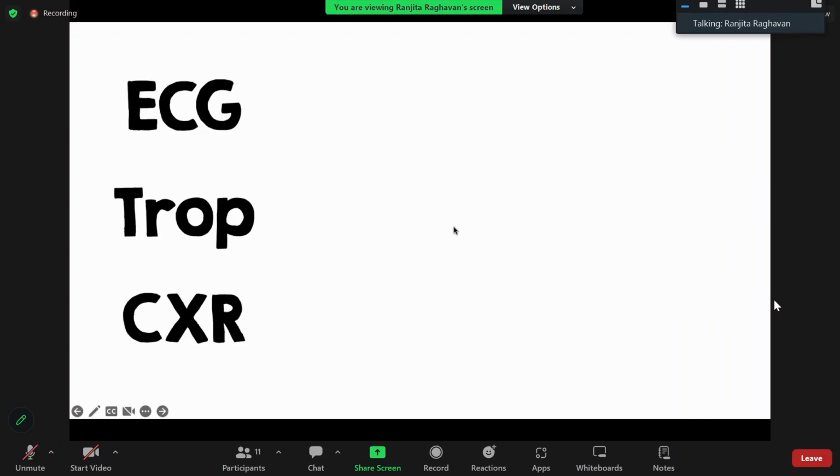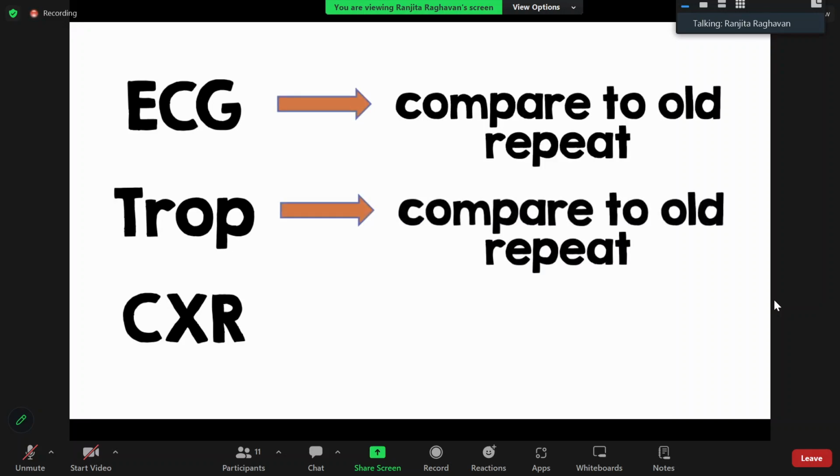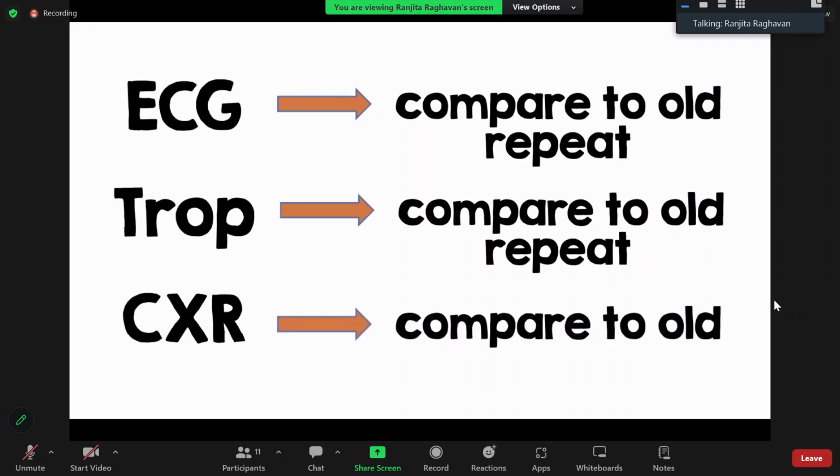And of course, there are certain things that your mental model needs to go to, which is that if you have an EKG, a trop, or a chest x-ray, and this is a patient that has been here before, then you definitely want to compare it to what they've had in the past. And if there's something odd, you can always take another EKG or trop or chest x-ray to see how it's progressed.